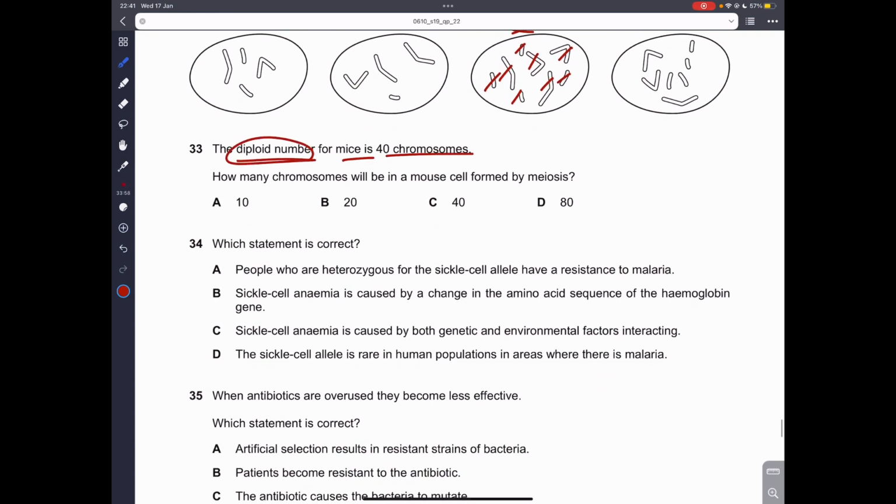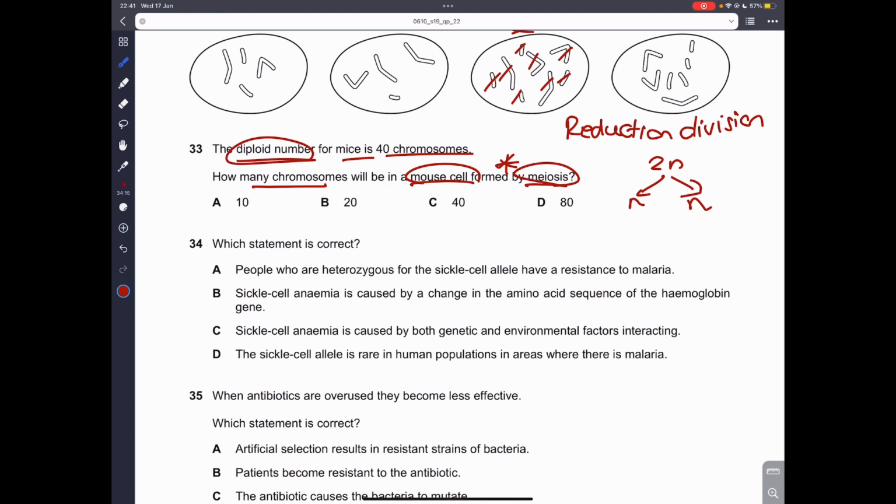33. The diploid number for mice is 40 chromosomes. How many chromosomes will be in a mouse gamete formed by meiosis? Now note, meiosis is actually a reduction division. So it actually reduces, it doesn't multiply whatever you're forming. So 2n is going to form, divided into n and n.